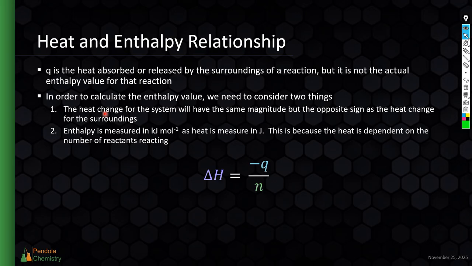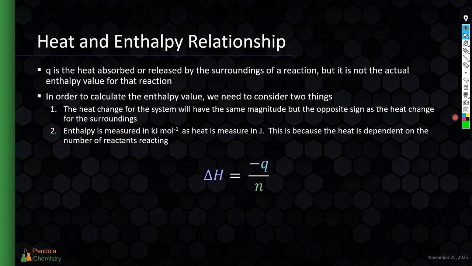In order to calculate the enthalpy change from heat, we need to look at the moles of the reaction. So Q is the heat absorbed or released by the surroundings of a reaction, but it's not the actual enthalpy value for the reaction. In order to calculate the enthalpy value for the reaction, we need to consider two things. First is that the heat change for the system will be the same magnitude but the opposite sign of the heat change for the surroundings.